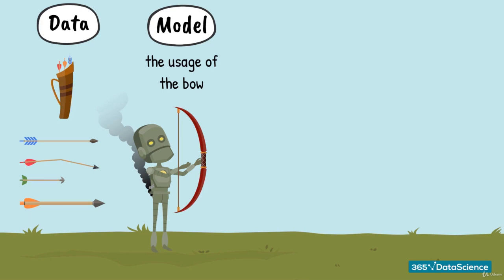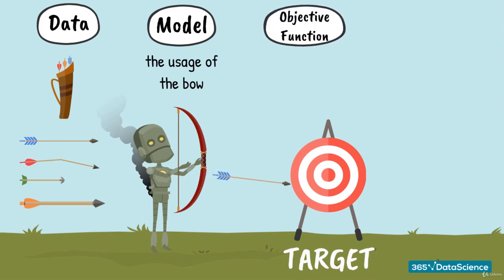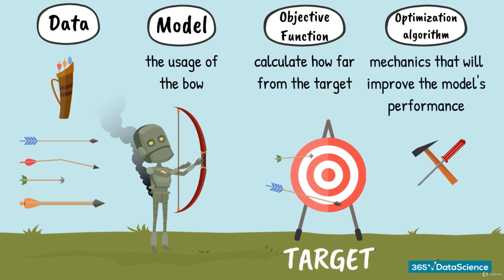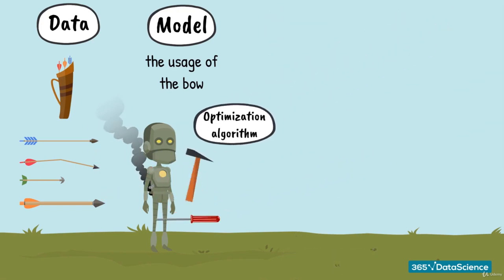Okay. We said the robot will be firing at a target, right? Well, in machine learning, or at least in the most common type, supervised learning, we know what we are aiming for, and we call it, that's right, a target. Here comes the third ingredient, the objective function. The objective function will calculate how far from the target the robot's shots were on average. Here comes the fourth ingredient, the optimization algorithm. It steps on the findings of the objective function and consists of the mechanics that will improve the robot's archery skills somehow. Its posture, the way it holds the bow, how strong it pulls the bowstring, etc.